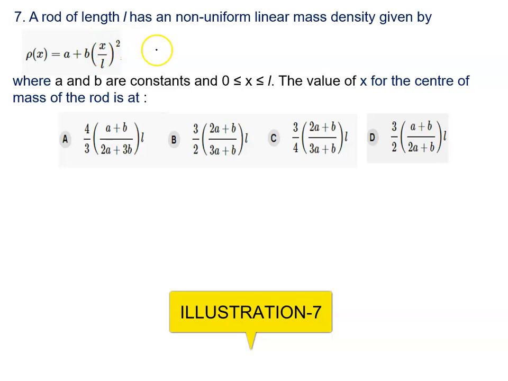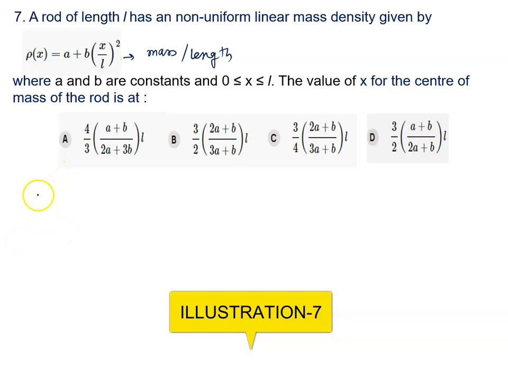A rod of length L has a non-uniform linear mass density. This rho is the linear mass density, which is given to us, that is, mass per unit length. Where A and B are constants and x is greater than or equal to 0 and less than or equal to L. Find the value of x for the center of mass of the rod. हमें सेंटर ऑफ मास का x कोऑर्डिनेट निकालना है.